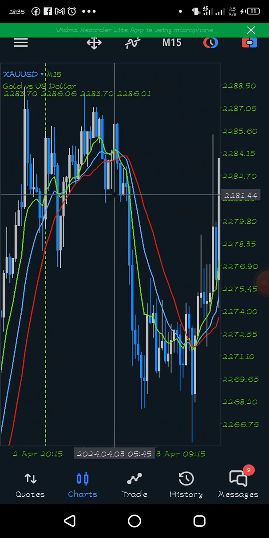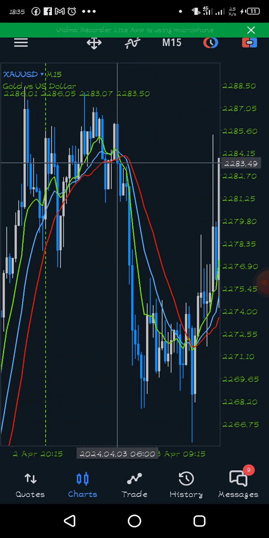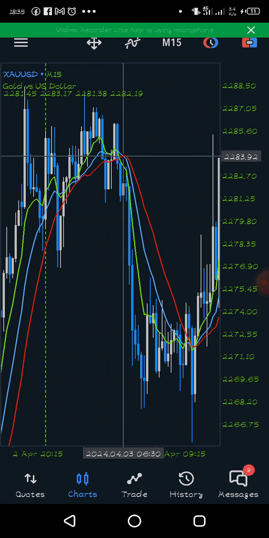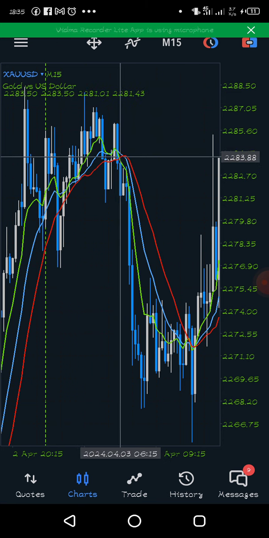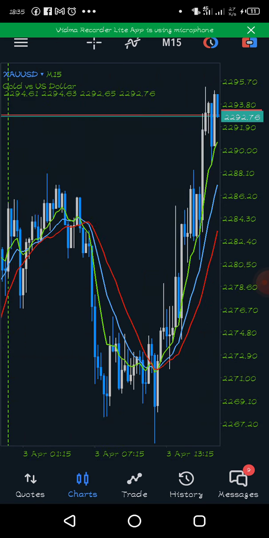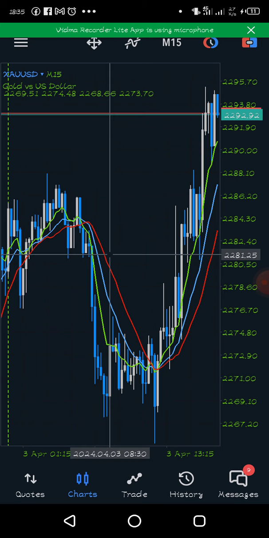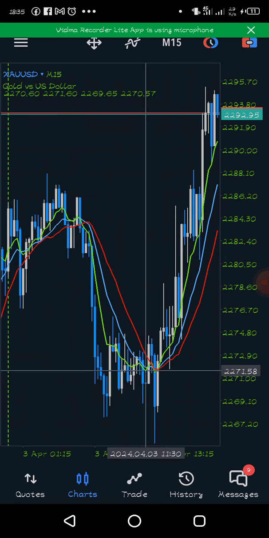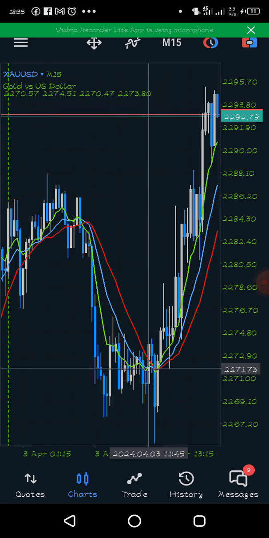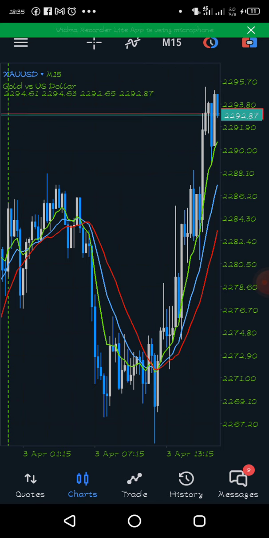Now this is a sell trade here. What am I looking at in a sell trade? I'm going to be looking at the green moving average crossing the blue moving average and the red. So once the green moving average crosses the blue and the red, I can take my trade to the downside, which is a sell. And when am I closing my entry? I'm closing my entry once the green moving average crosses the blue. That's the signal to tell me that now we need to close the trade.